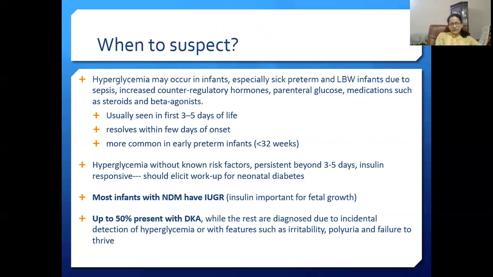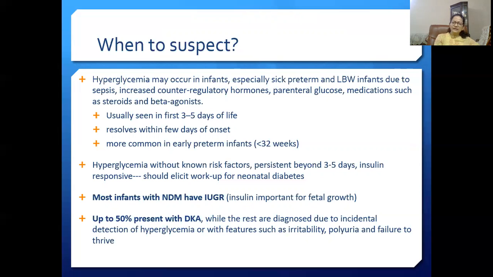We know that hyperglycemia may occur in infants due to a variety of causes, right? Especially common in sick preterm and low birth weight infants due to sepsis, increased counter-regulatory hormones, parenteral glucose, and medications such as steroids and beta agonists. This is especially seen in the first few days of life and resolves within few days of onset. And it's more common in early preterm infants, that is less than 32 weeks of gestation.